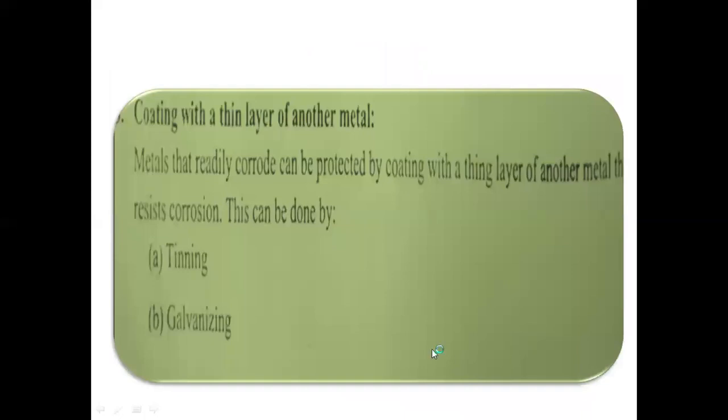The third method is coating with a thin layer of another metal, which we just discussed in the previous lecture, which is called electroplating. Metals that readily corrode can be protected by coating with a thin layer of another metal that resists corrosion. This can be done by tinning, galvanizing, and the third one is electroplating. The first one is tinning.